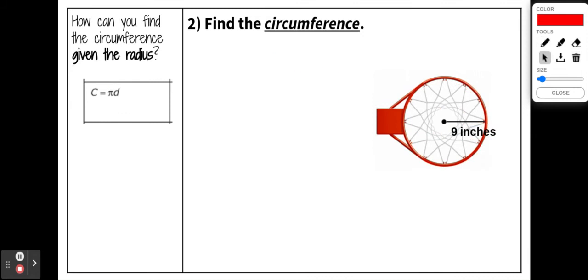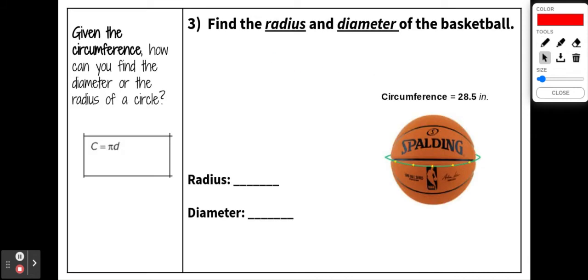Okay. Let's see if we can go backwards now. So in the first couple examples, we found the circumference. In this example, we're given the circumference. See that right here? We're given the circumference and we're asked to figure out the radius and diameter. So we have to go backwards. Okay, we can do this.